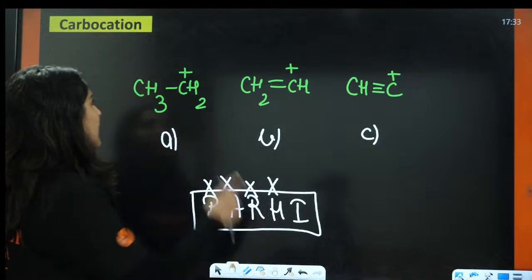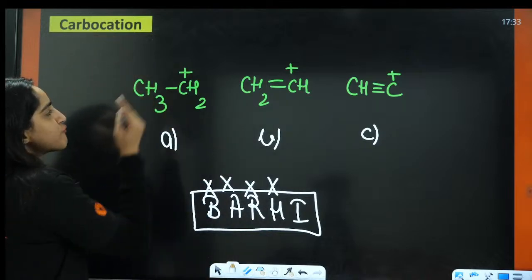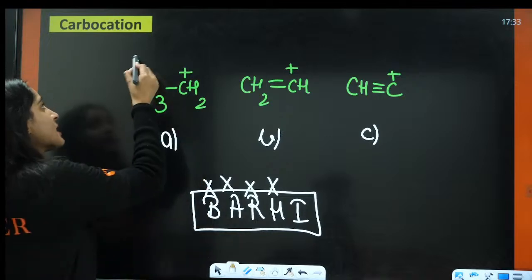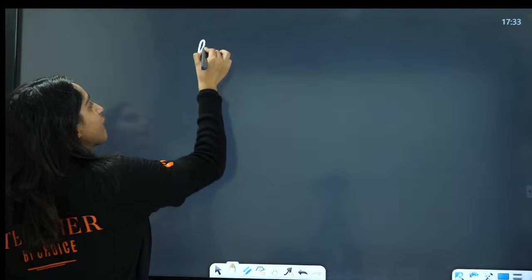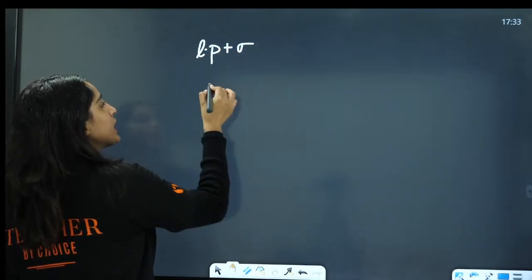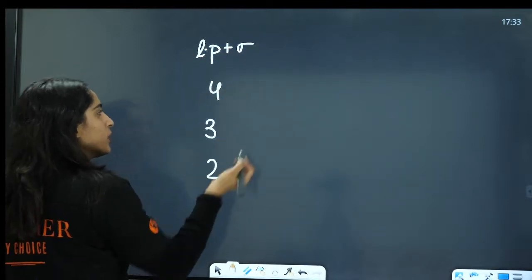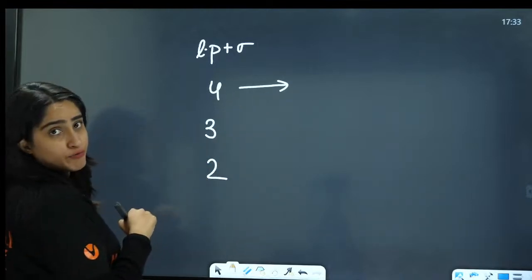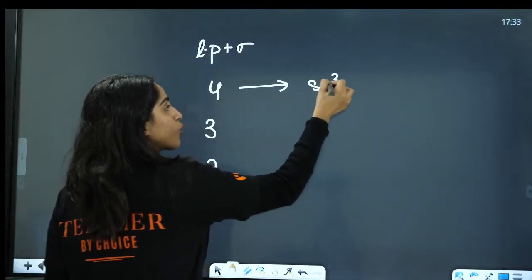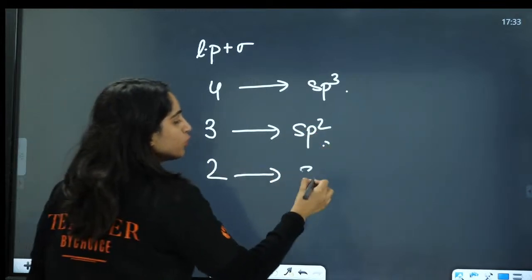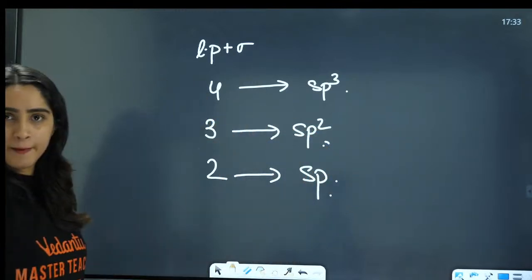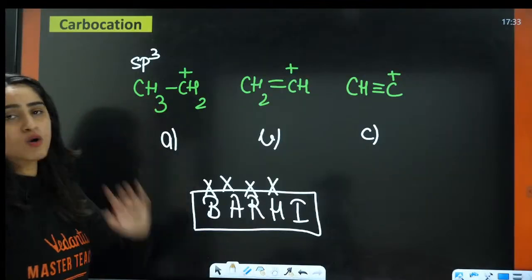So see, this carbon has 4 sigma bonds. That means this is sp3 hybridized. As you all know, if you have lone pair plus sigma equals 4, then 3, then 2: if it is corresponding to 4, we have sp3. Corresponding to 3, we have sp2. Corresponding to 2, we have sp. Right? So this is having 4 sigma bonds.